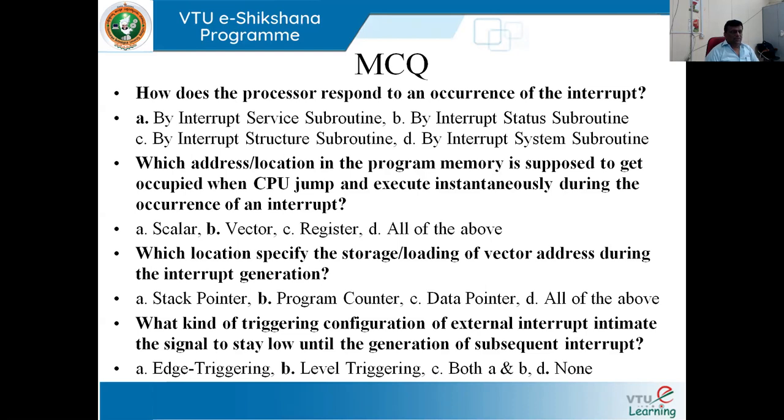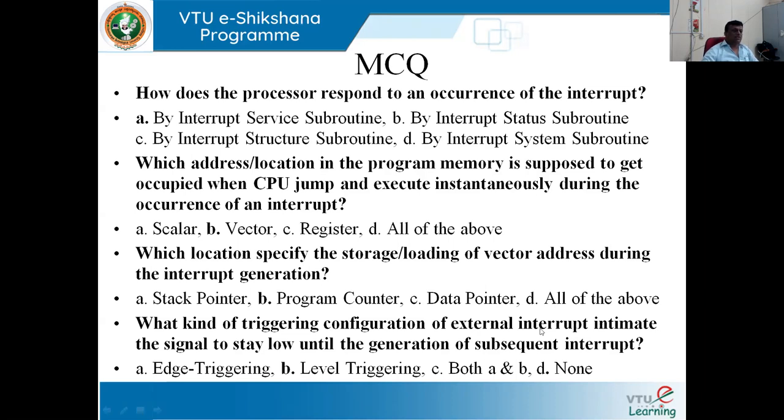Next question is, which address or location in the program memory is supposed to get occupied when the CPU jumps and executes instantaneously during the occurrence of an interrupt, right? So whenever there's an interrupt, from which address is the program memory supposed to execute? So the options are scalar, vector, register, or all of the above. The correct answer here is vector.